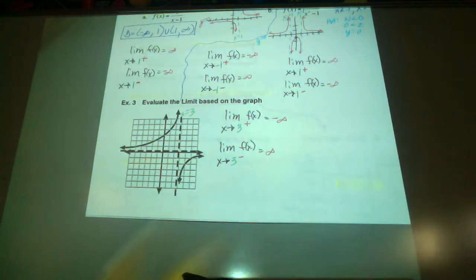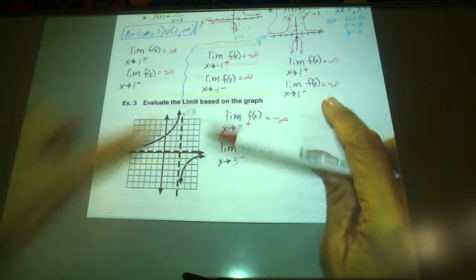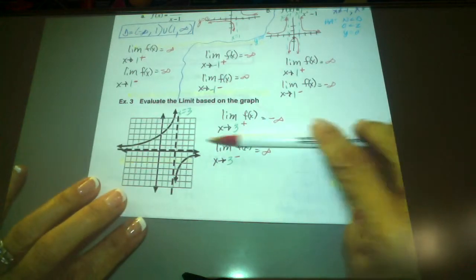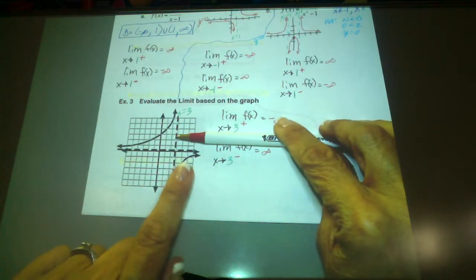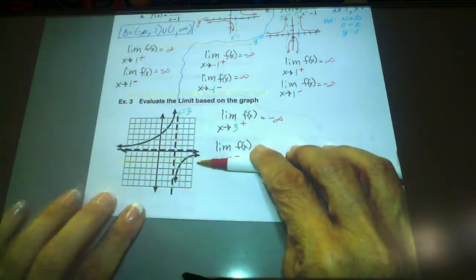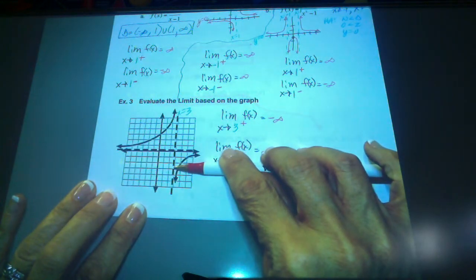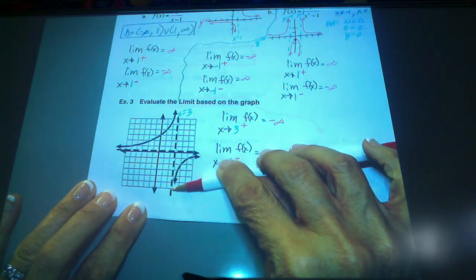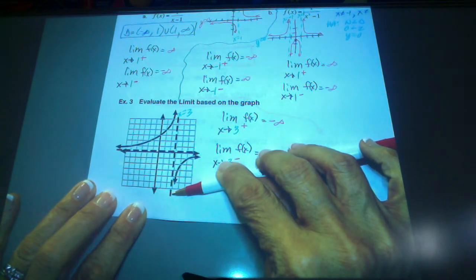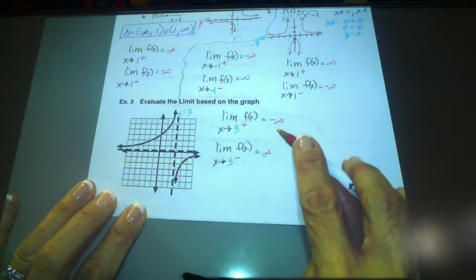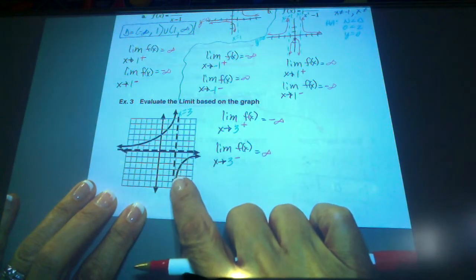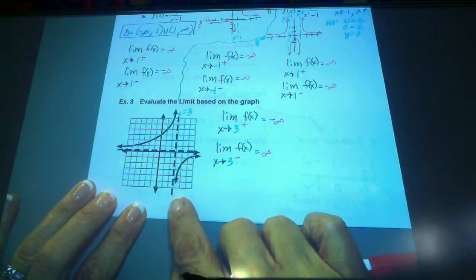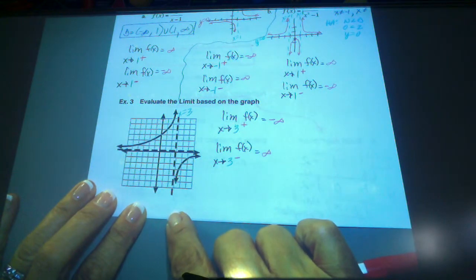As I approach 3, that's my vertical asymptote, from the right, I'm on this swoop down here. As I get closer and closer to 3, that graph is going towards negative infinity, isn't it? And it's without bound. So that's why my limit is negative infinity, because the closer I get to 3 on the right-hand side, the more negative that number is going to get.